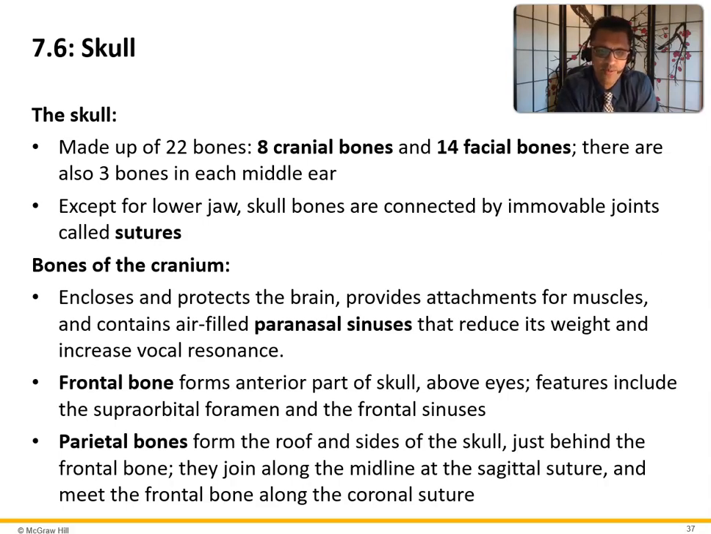You got smart. The frontal bone, it's right here, the anterior part of the skull above the eyes. Features include the supraorbital foramen and the frontal sinuses right here. The parietal bones, which are up here, form the roof and the sides of the skull. Just behind the frontal bone, they join along the midline at the sagittal suture right here and meet the frontal bone along the coronal suture right here.